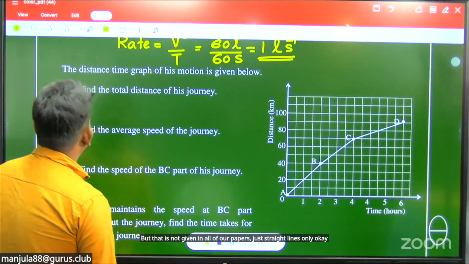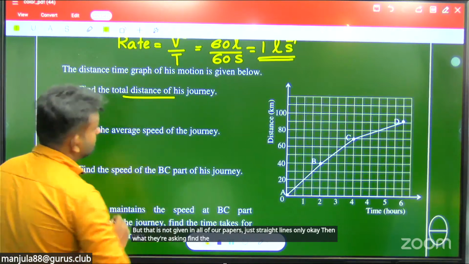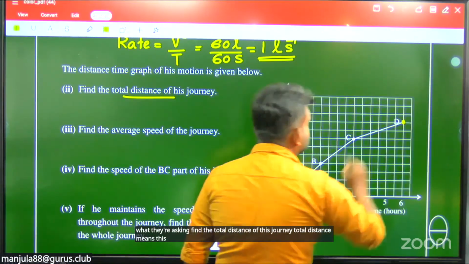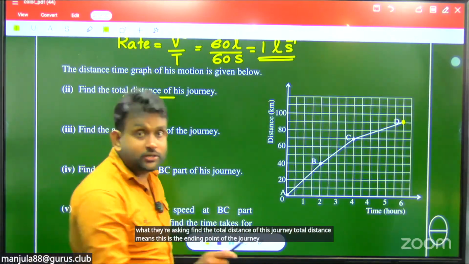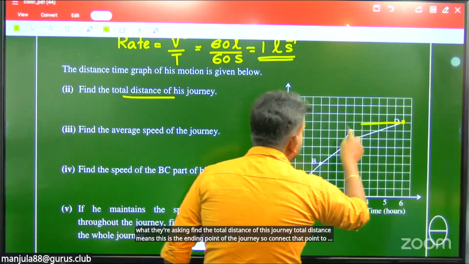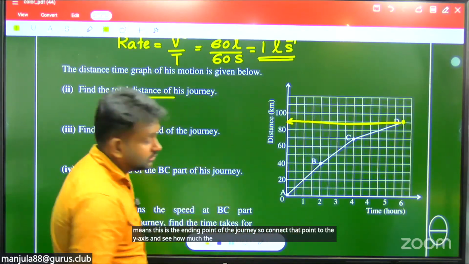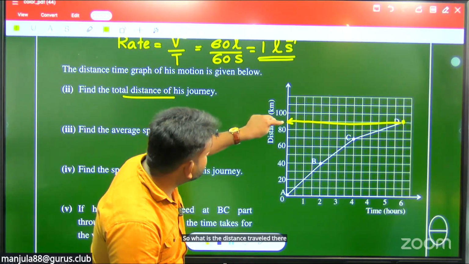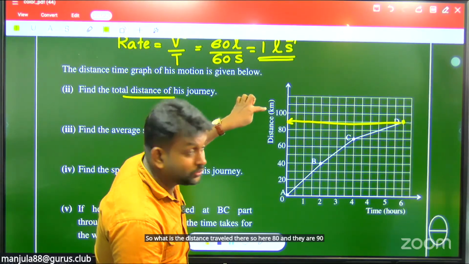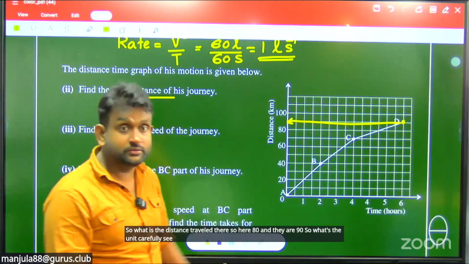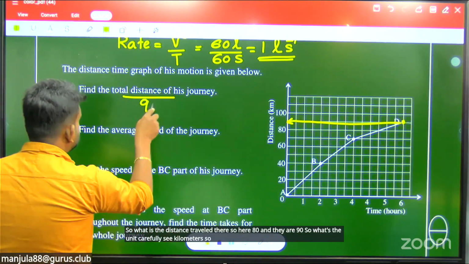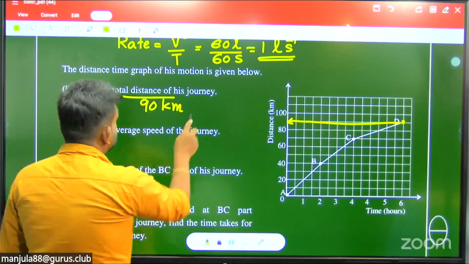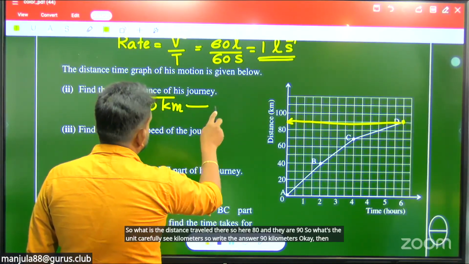Then what they're asking: find the total distance of this journey. Total distance means this is the ending point of the journey. So connect that point to the y-axis and see how much the distance traveled totally. So what is the distance traveled there? Here 80 and there 90. So what's the unit? Carefully see, kilometers. So write the answer 90 kilometers. Okay, then you have 2 marks there.